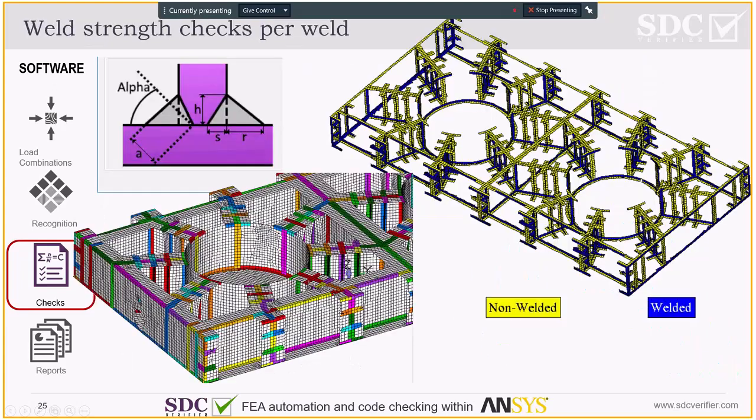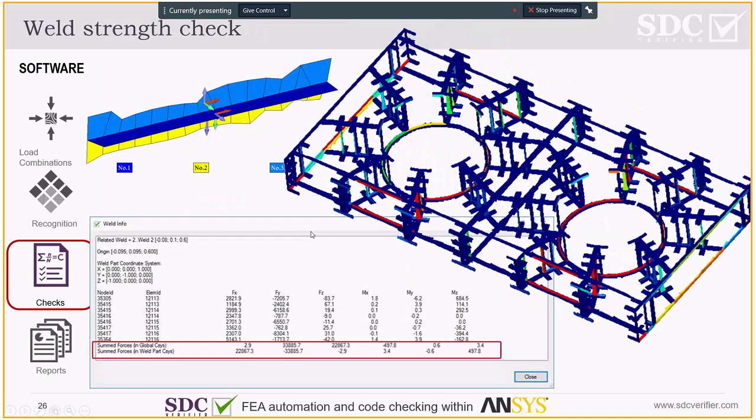We also are able to recognize the welded and non-welded plates and then do the check of welds over the length. So we summarize the force over the full weld, and then we are able to do the check and calculate if the weld is strong enough. I think Jarko will show this one as well.